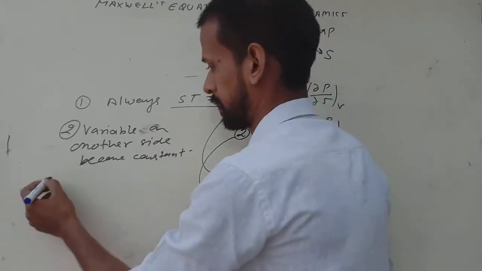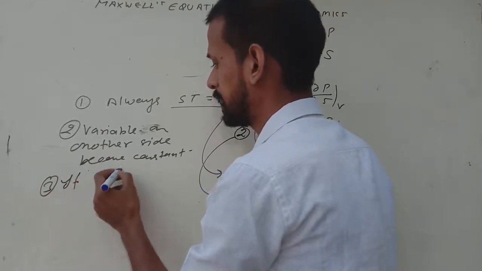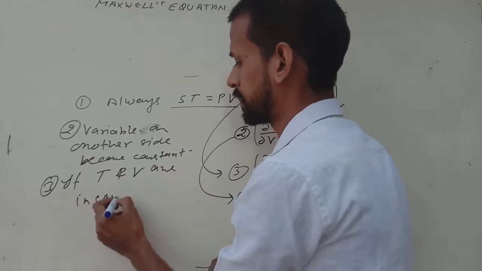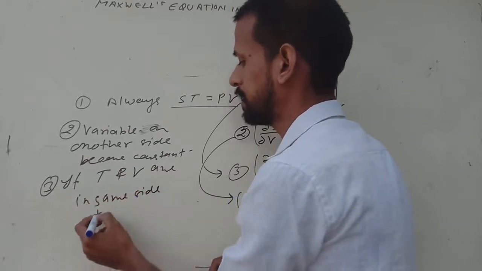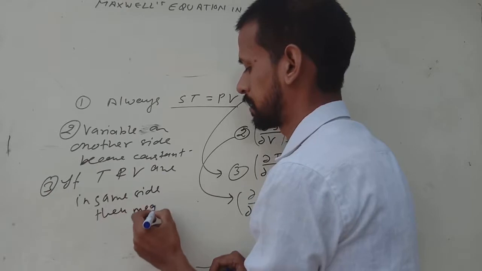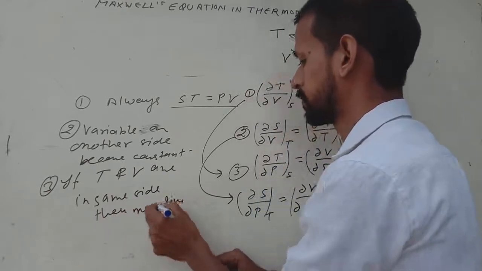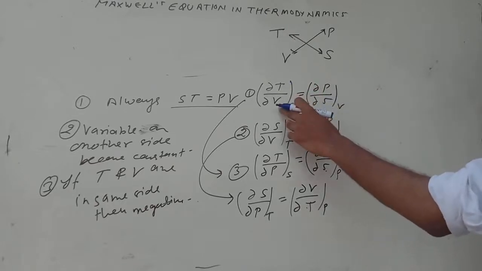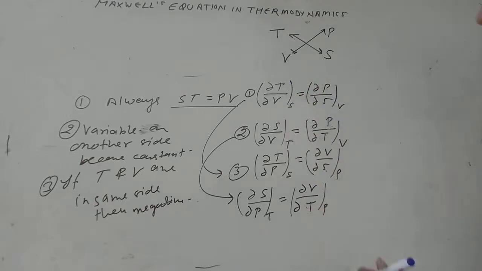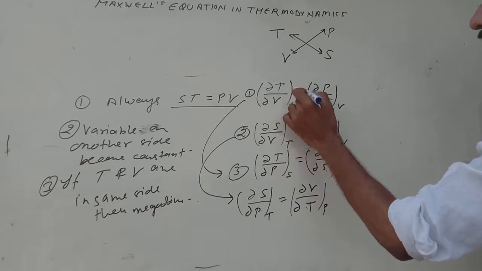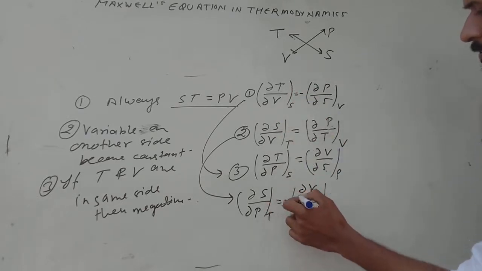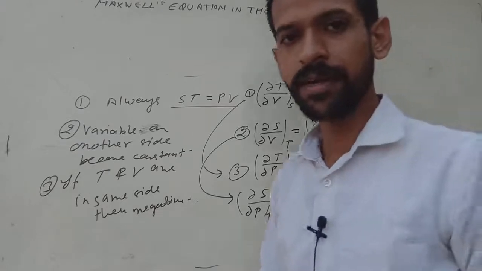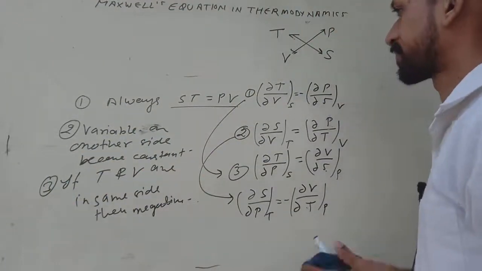Third, if T and V are on the same side, then negative. So we see in the first equation, T and V are on the same side, and in the other also on the same side. So this is minus, this is minus. These are the four Maxwell equations. Now I am going for the derivation.